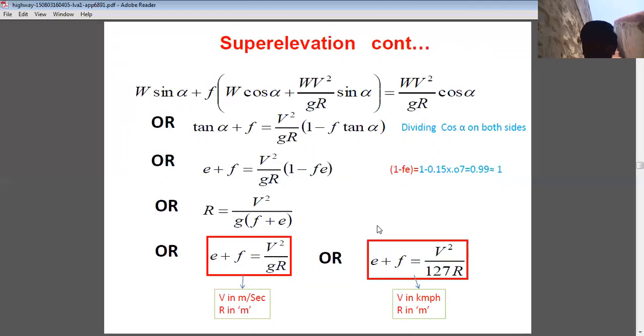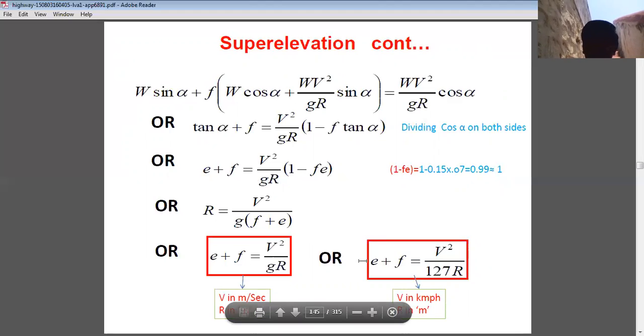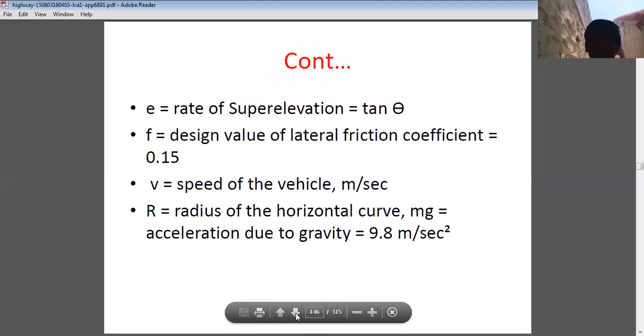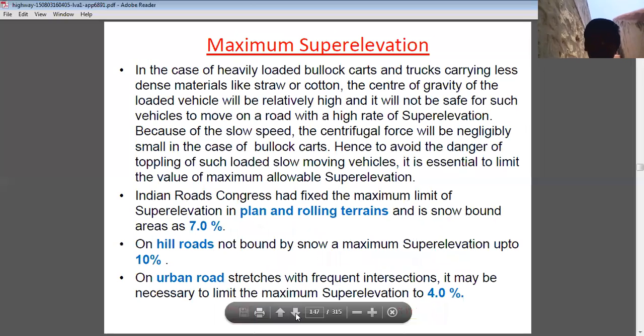Otherwise, when v is taken in kmph, e + f is equal to v²/127R. Here e is the rate of superelevation, f is the lateral friction, fixed at 0.15, v is the speed of the vehicle, R is the radius of the horizontal curve, and g is 9.8 meters per second squared.